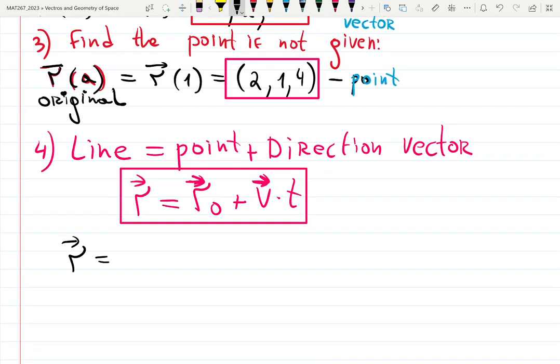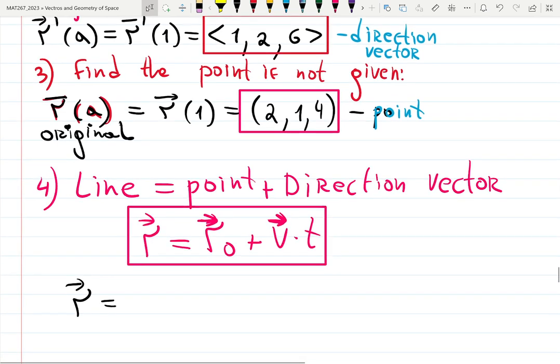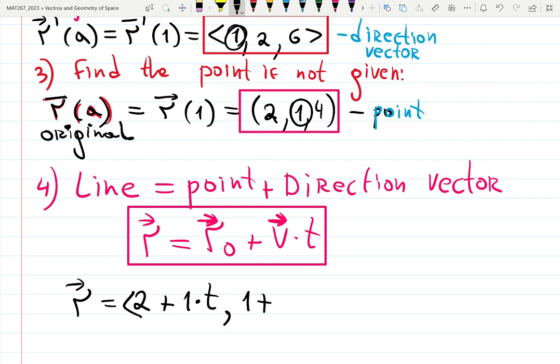R equals either 2, 1, 4 plus t times 1, 2, 6. I noticed a mistake, but I'll fix it in a second. Or this way: 2 is the original one plus 1 times t, comma, that's a vector. I think this way is better to write down than the formula they give us. Then 1, that's the original one, plus 2 times t, comma, plus 4, that's the original one, plus 6 times t, like so.